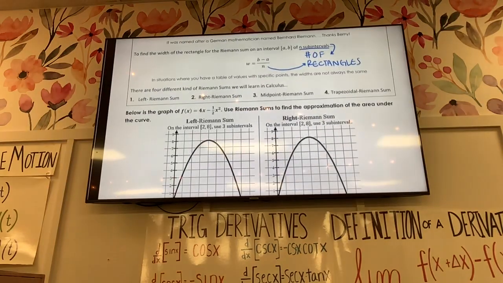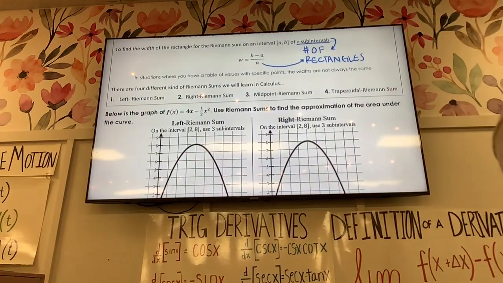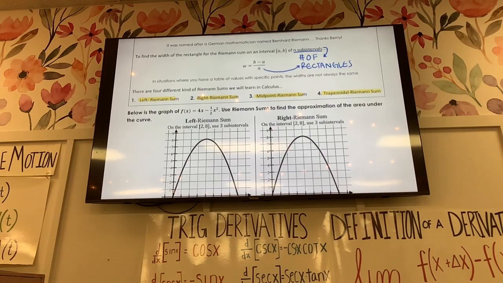And there are 4 different kinds of Riemann sums that we learn in calculus. You have the left and the right, which we already drew. So you have the left Riemann sum, the right Riemann sum. You also are going to have the midpoint Riemann sum, which is just like it sounds. The height would be determined with the midpoint. And then also the trapezoidal Riemann sum, which is why knowing the trapezoid formula is so important.